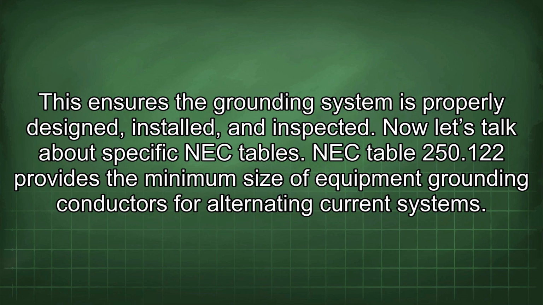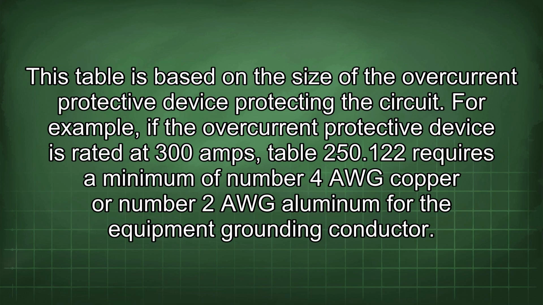250.122 provides the minimum size of equipment grounding conductors for alternating current systems. This table is based on the size of the overcurrent protective device protecting the circuit. For example, if the overcurrent protective device is rated at 300 amps, Table 250.122 requires a minimum of number 4 AWG copper or number 2 AWG aluminum for the equipment grounding conductor.